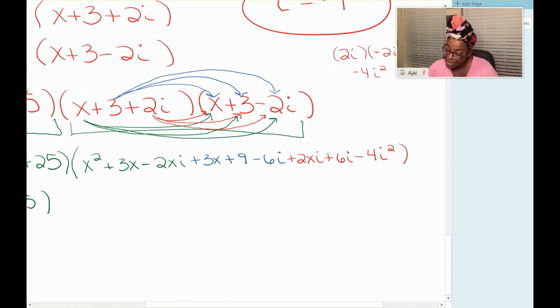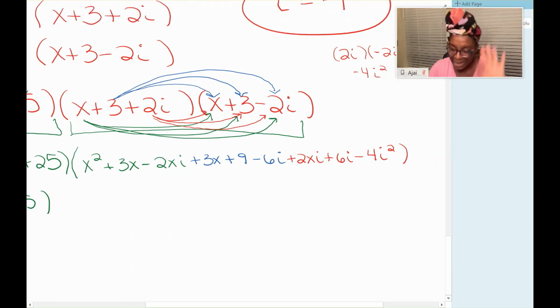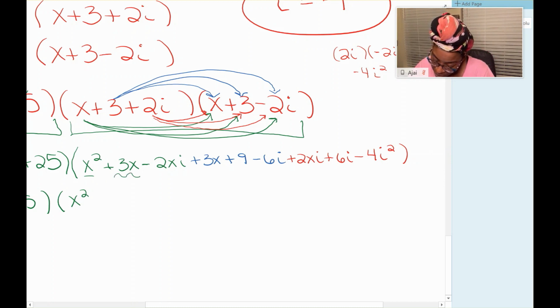So look at all of this stuff. Let's combine our like terms. Combine your like terms. Okay, so this is going to be x squared. I have, what do I have here? I have 3x plus 3x. That's going to give me 6x. Then let's look at these i's.